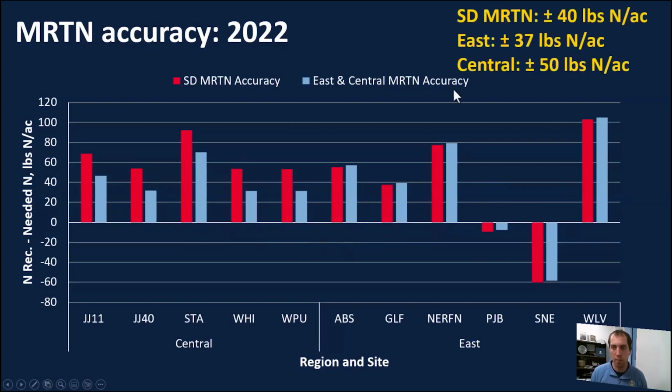So overall, when we look at this, using the whole South Dakota maximum return nitrogen, we're plus or minus 40 pounds of N. East, we're plus or minus 37. Central, plus or minus 50. So still working on that accuracy there.